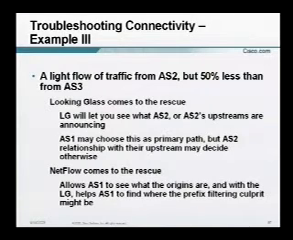If there's a light flow of traffic from AS2, but say 50% less than from AS3, use the looking glasses to try and figure out what's going on there. There may be communities that are setting weights onto the different prefixes. There could be filters going on, anything like that. Or try and use NetFlow to figure out the source addresses of the packets that are coming into the network, and you can see what's going on.